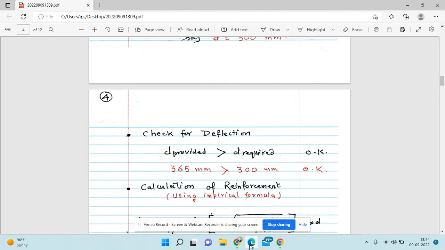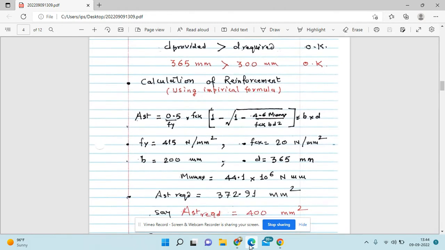How much depth we have provided? That we have to see. We have already provided 365 mm. So d provided, that is the depth provided, should always be greater than the d required.